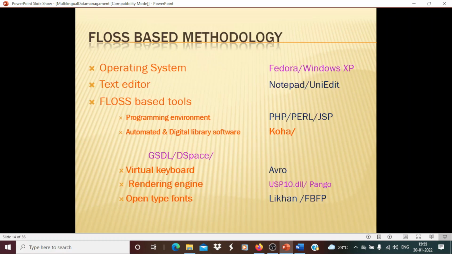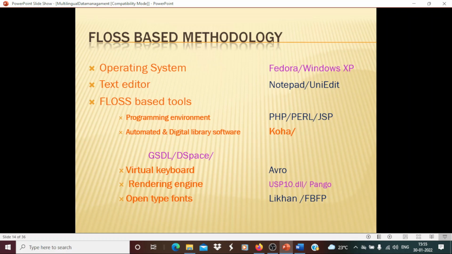So in most cases, in operating systems, as I said, many of the Linux variants. I have given the example of Fedora, but it definitely includes Ubuntu, Debian, and so on. And Windows XP onward, like Windows 10, 11. Text editors like Notepad, Unipad, Gedit, Nano are all Unicode compliant. Flash-based tools, programming environments like PHP, Perl, JSP, and automated library systems like Koha, Greenstone, DSpace can all be Unicode multilingual compatible.